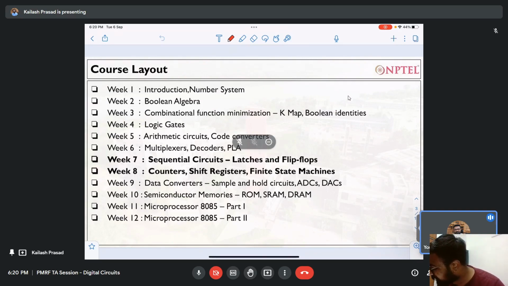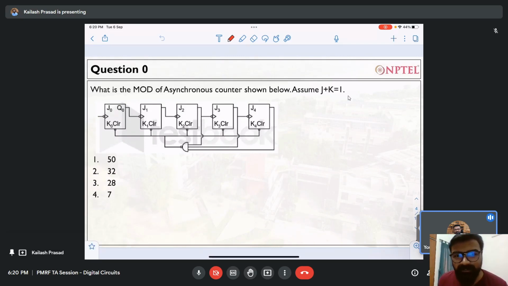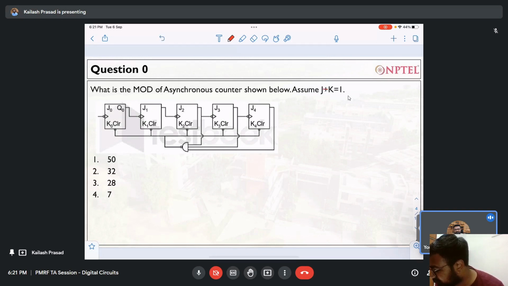We will start with a very basic question, and I call it question 0. The question says: what is the mode of this asynchronous counter? There is a counter shown over here. J plus K is not there; it is J equal to K, so J and K are 1. So it is in toggle mode. And now the question has been asked: what will be the mode?